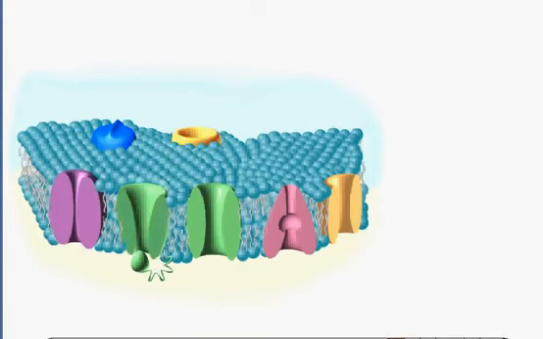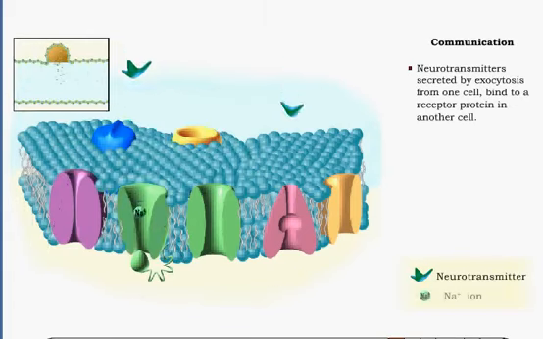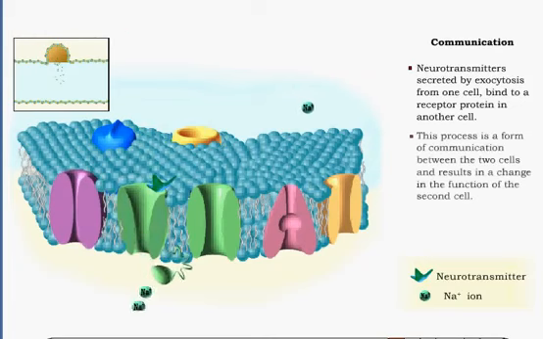Some membrane proteins act as receptors to molecules secreted from other cells, a form of cellular communication. An example is a membrane receptor that, once bound to a neurotransmitter, promotes the flow of ions through the membrane, thereby triggering changes in cell function.